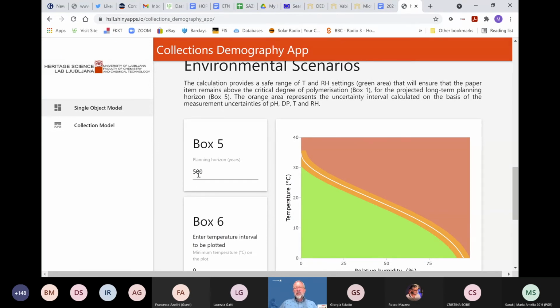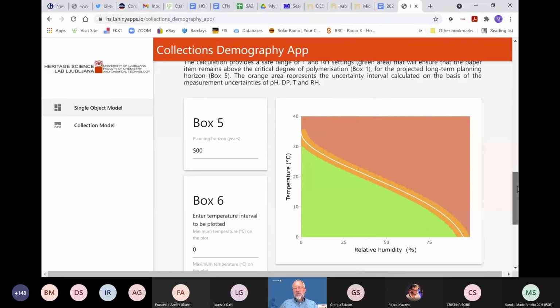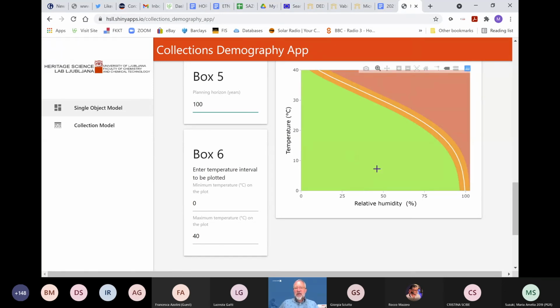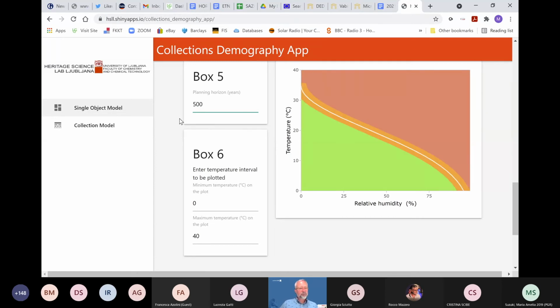Now, we can explore various environmental scenarios as well. Let's say that we use a planning horizon of 500 years, and what we see is that there is a good range of temperatures and relative humidities within which our piece of paper will comfortably achieve the planned horizon of 500 years. Of course, if we change the planned horizon to 100 years, this plot will change, meaning that there is a different range of temperatures and relative humidities within which this planned horizon will be reached.